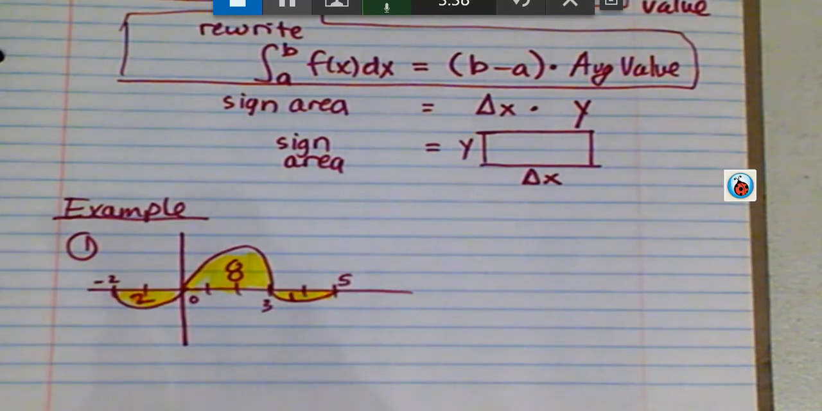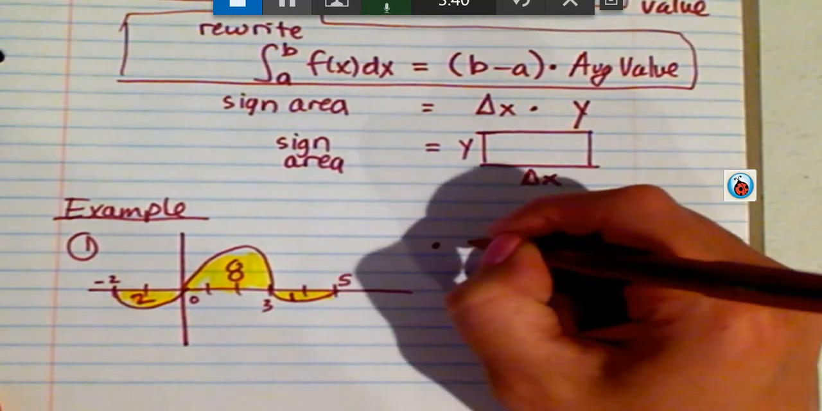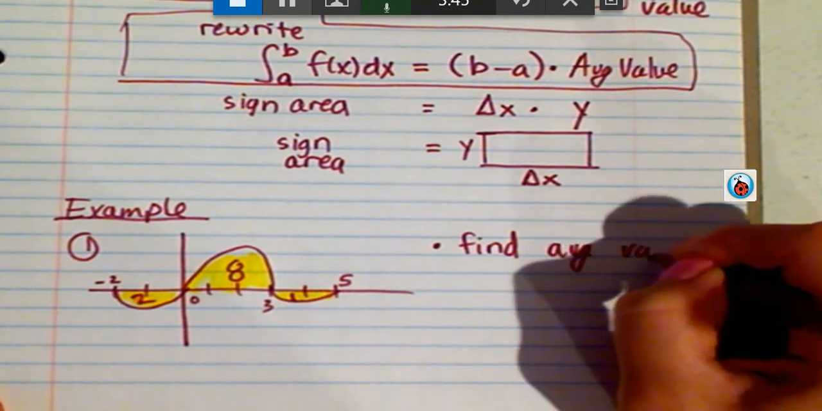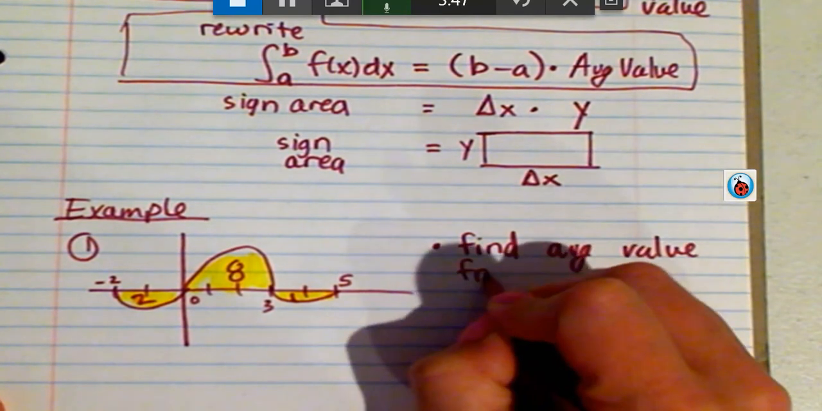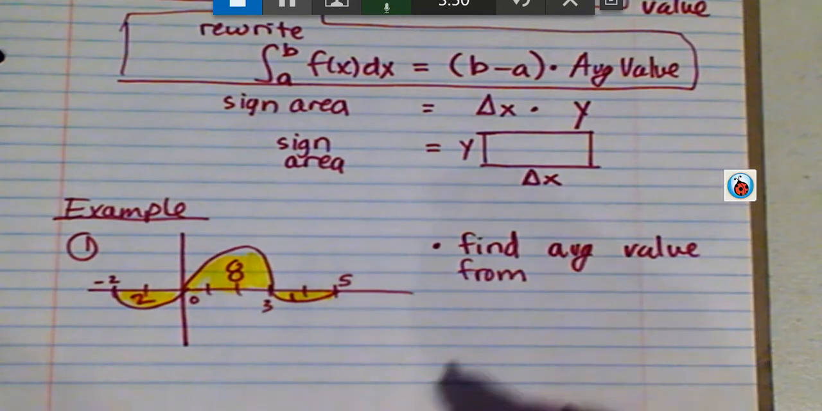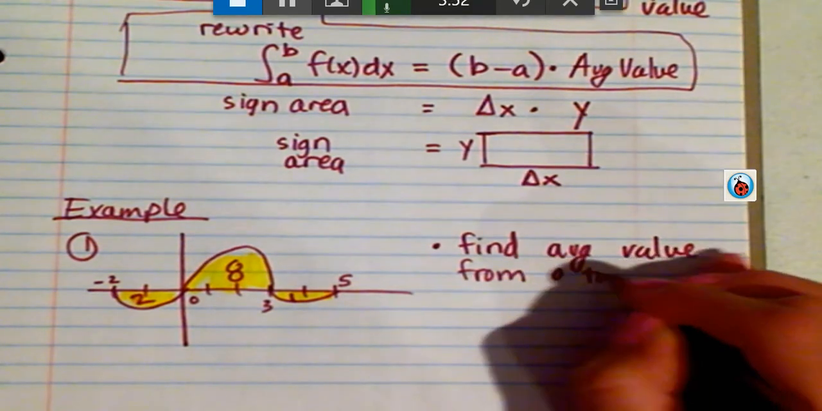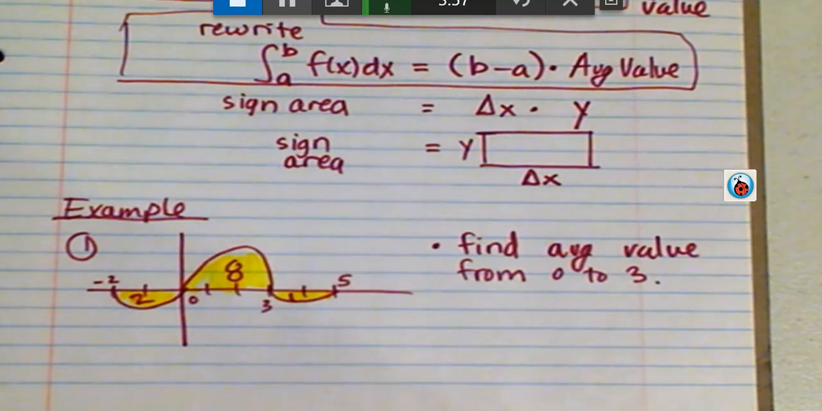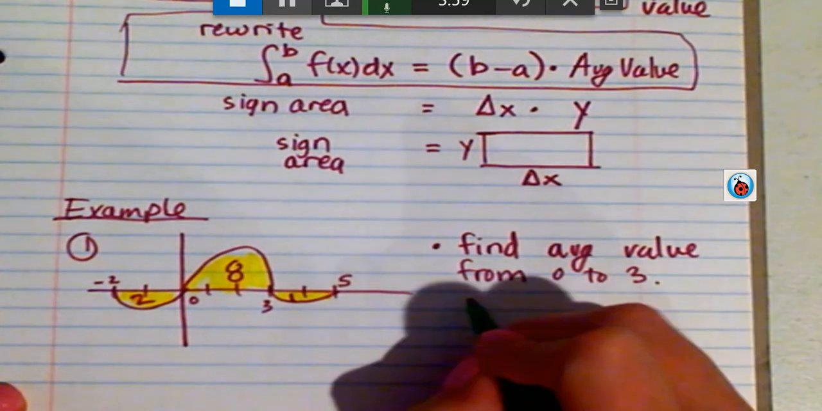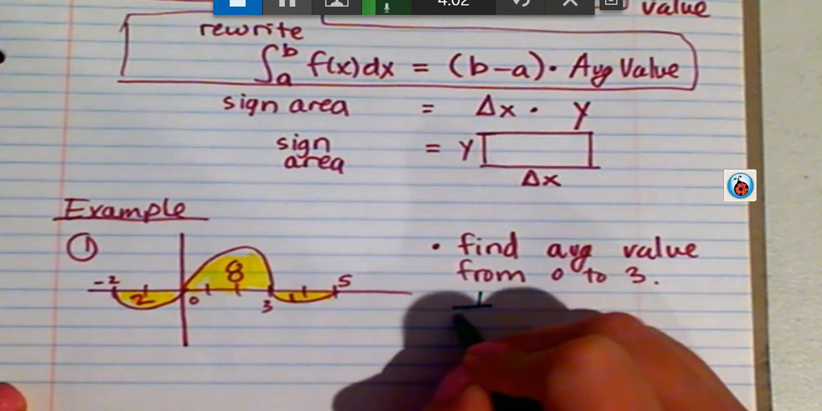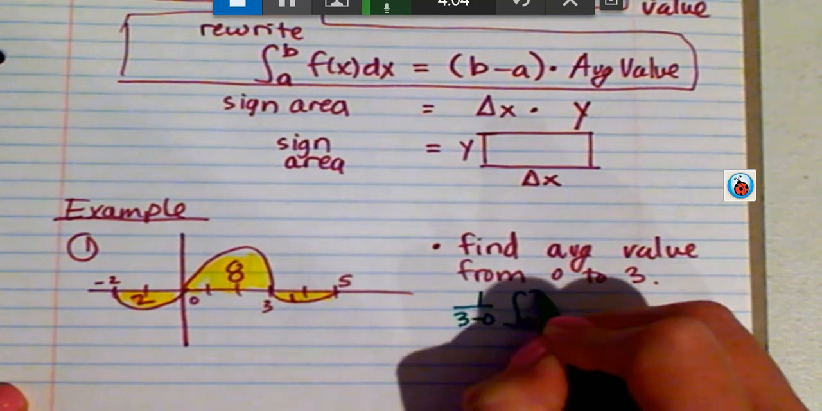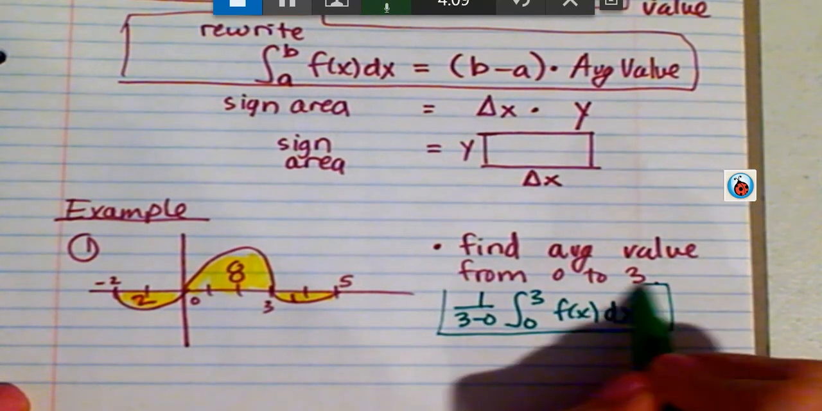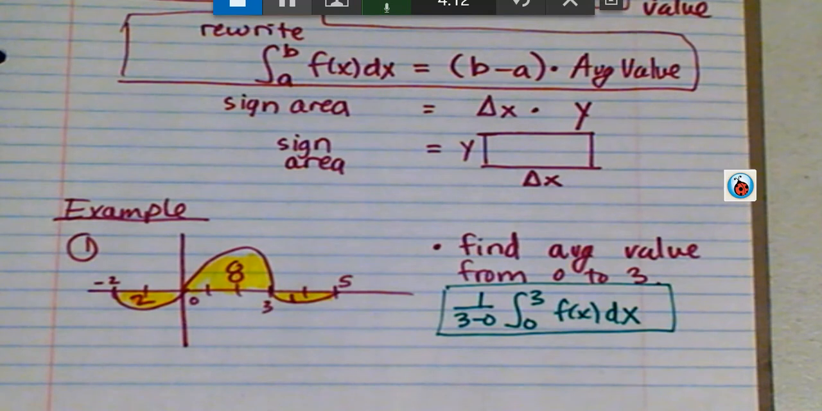All right, we're going to answer the question. Find average value from 0 to 3. Okay, average value from 0 to 3. So the first thing I do is jot down the formula that I need to use, and then I plug in.